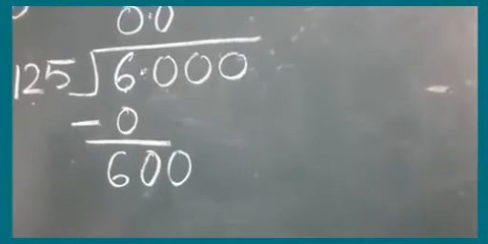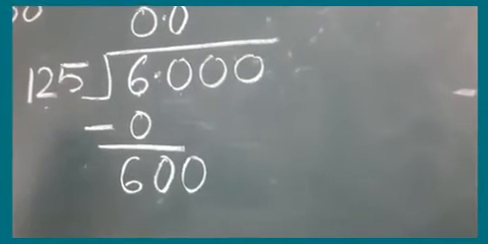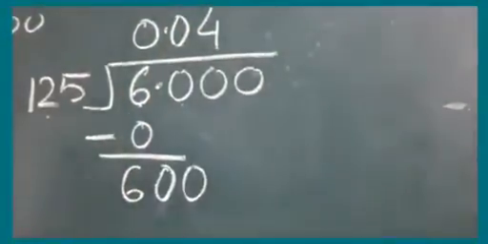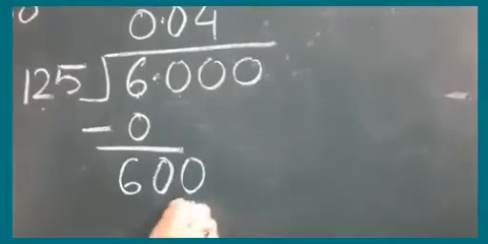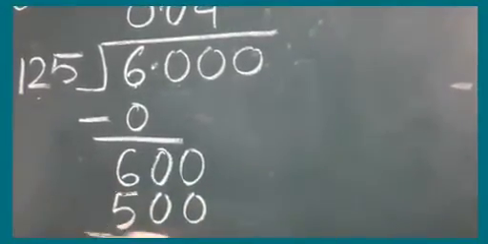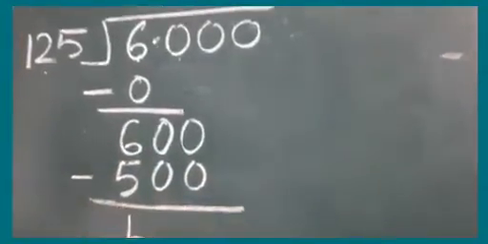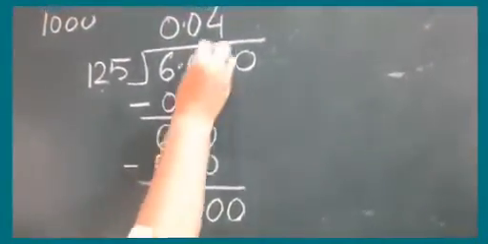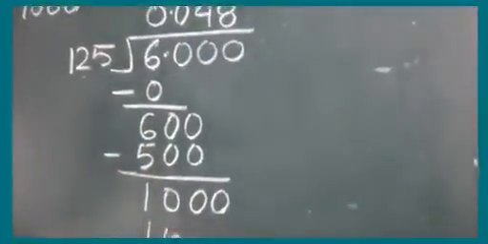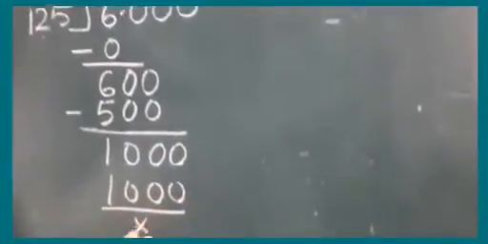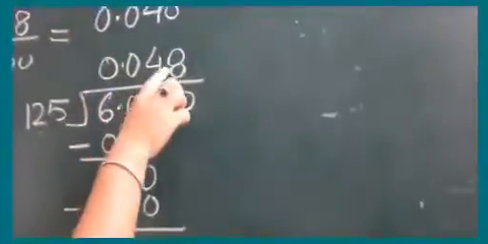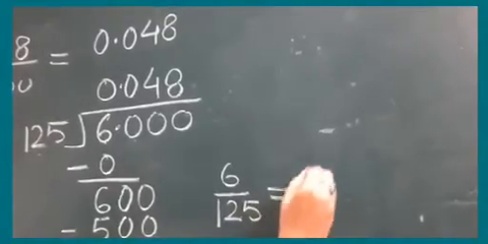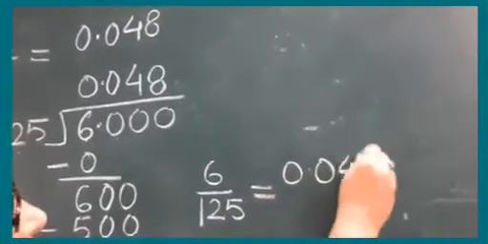So now we will check whether this number comes in the table of 125 or not, and if not, which is the smallest number that comes. Now here we will have 125 into 4, 500. So when we subtract 500 from 600, we will get 100. Now I will copy down one more 0. This becomes 1000. 125 into 8 is 1000. Now the remainder is 0 and my quotient is 0.048. So I can write down that 6 divided by 125 is equal to 0.048.